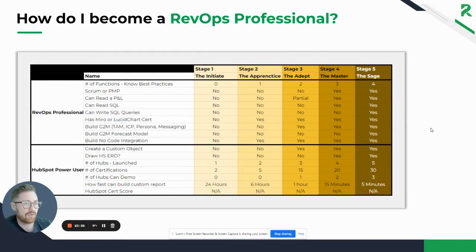Earlier in 2022 with HubSpot, we came up with the 5 stages of a HubSpot super admin. They're saying it's a combination of both RevOps Professional and HubSpot Power User. And you'll see in the RevOps Professional there are a couple of these things, like build go-to-market forecast model. If you want to run revenue operations and have an impact and have control over that formula and influence decisions and budgets, it mandates that you as a professional can forecast and know how to build out a go-to-market.